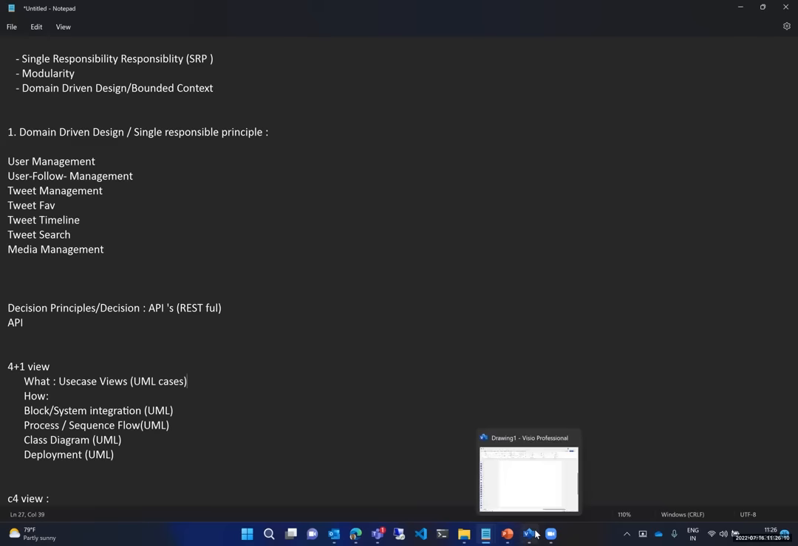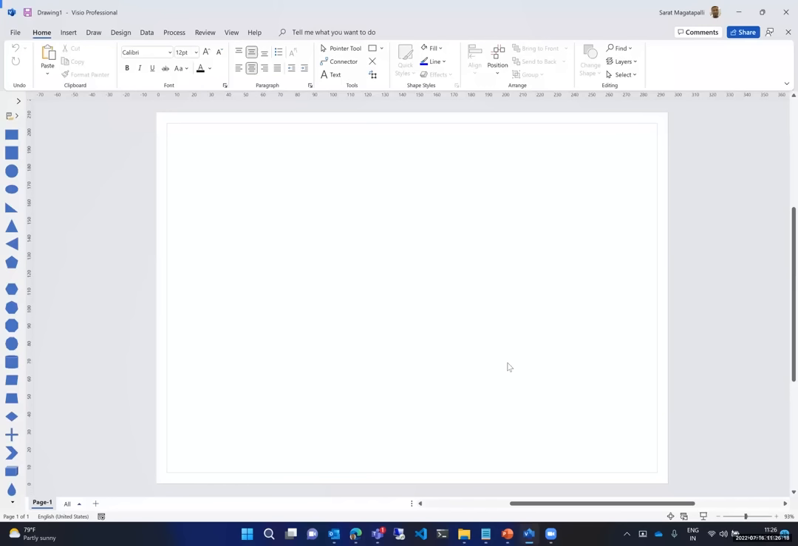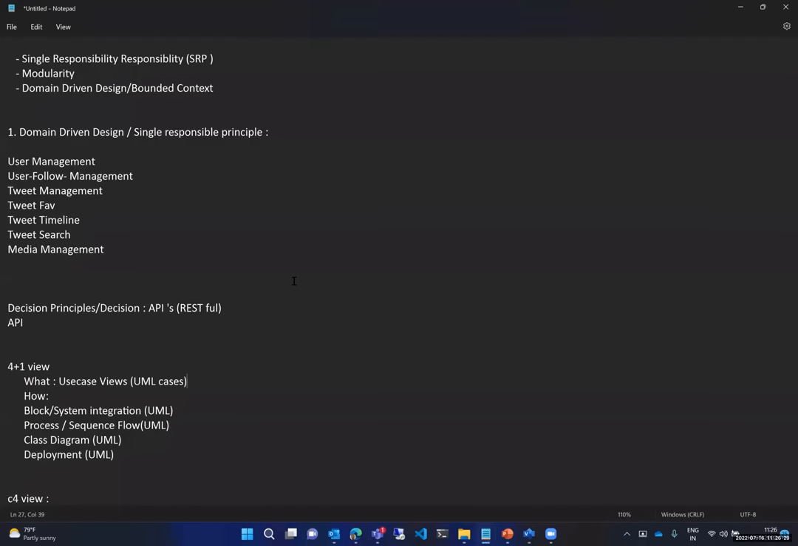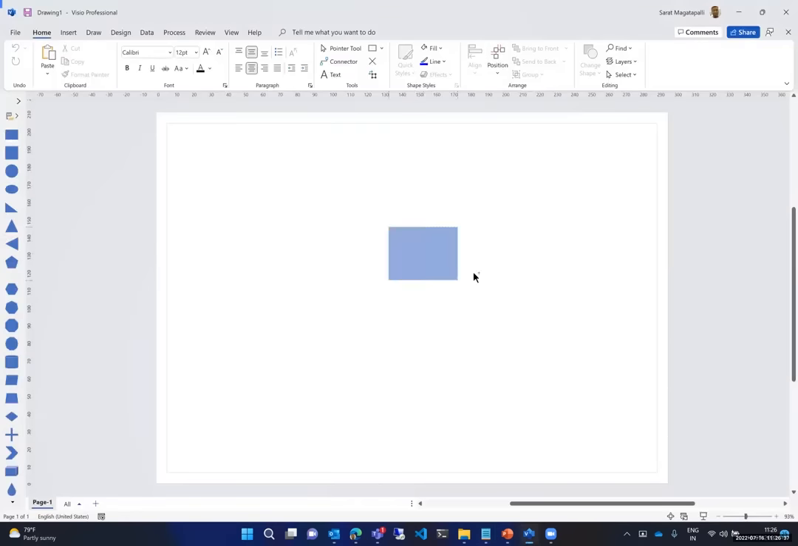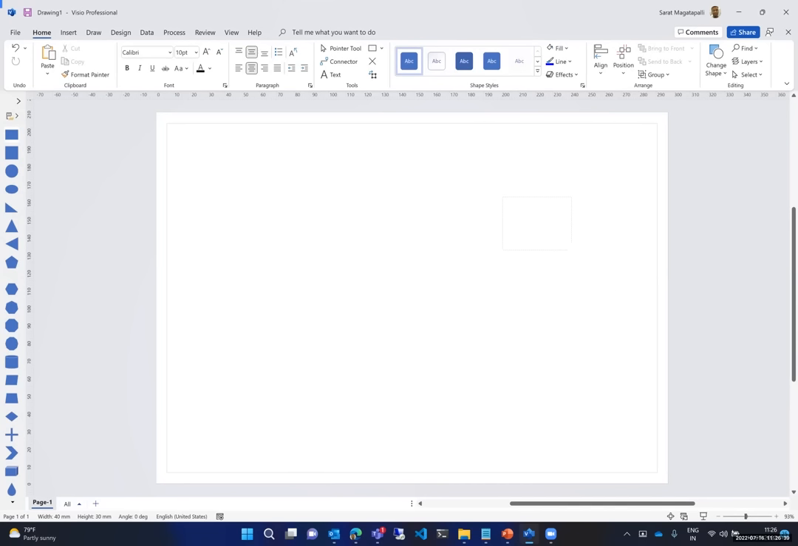Okay, if not, let's start designing our application. I am using Visio for creating my diagrams. Maybe I'll focus on the system integration diagram now. My design principle is that I'm going with APIs. So I'll have one individual module called user management. This is the one module I have.